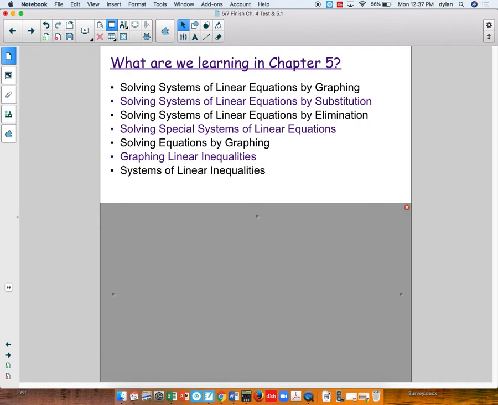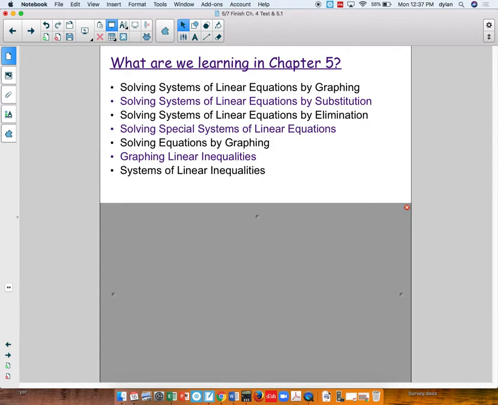And we're going to start with graphing, and then we'll move into a number of different algebraic techniques, go back to graphing just a little bit, and then finish up the chapter by looking at inequalities as well. So we're going to start today. Let's look at some graphing.